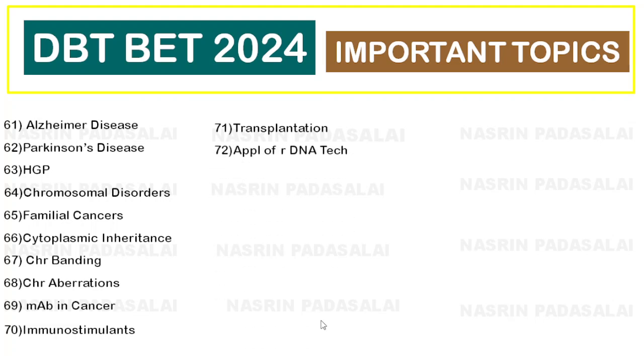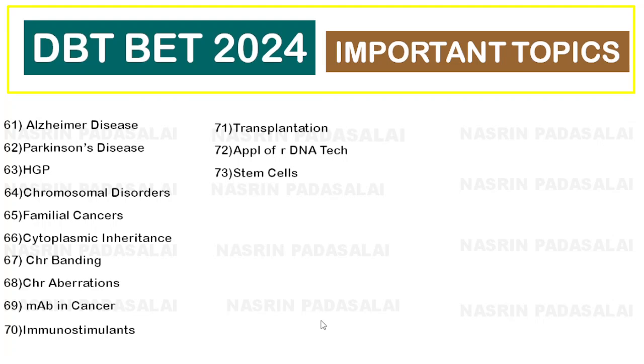Next is application of recombinant DNA technology. So from this technology, many things have been produced like tissue plasminogen activator, erythropoietin. There were various drugs that were manufactured. If you take humulin, humulin is also a product of recombinant DNA technology. So just read about the application of these technology products.